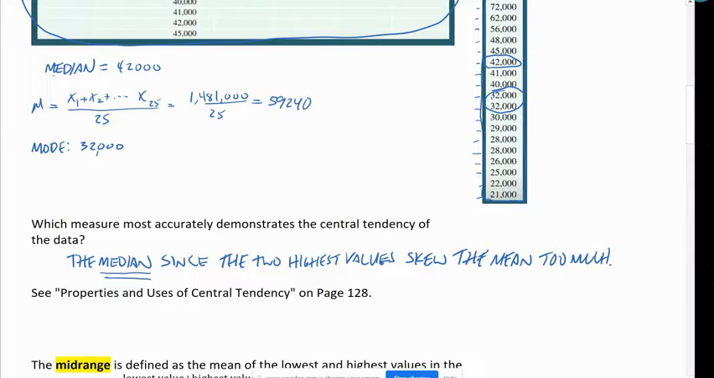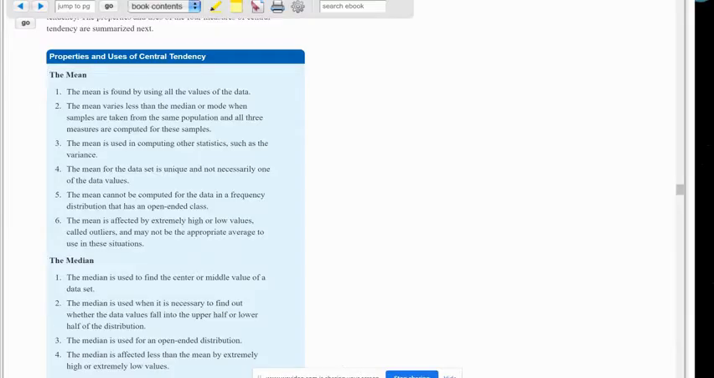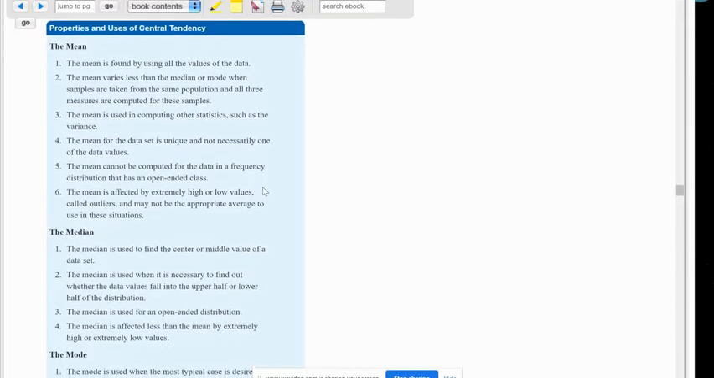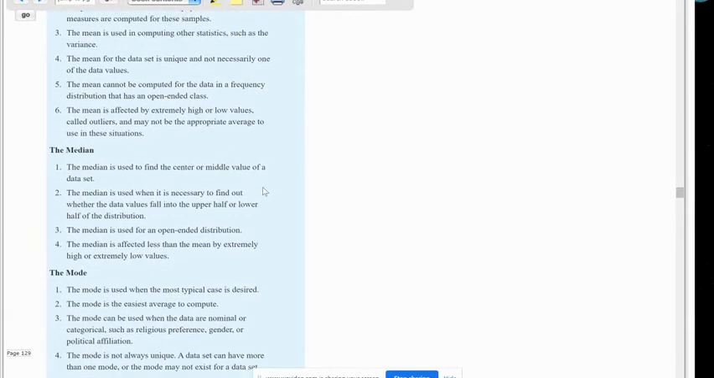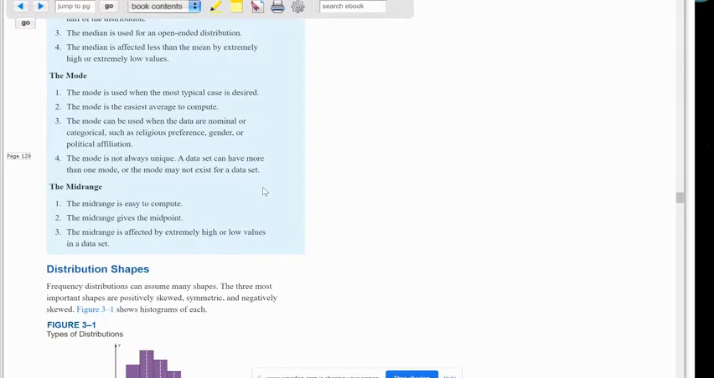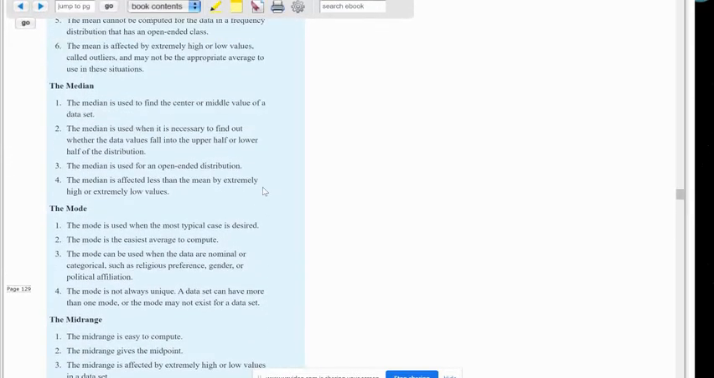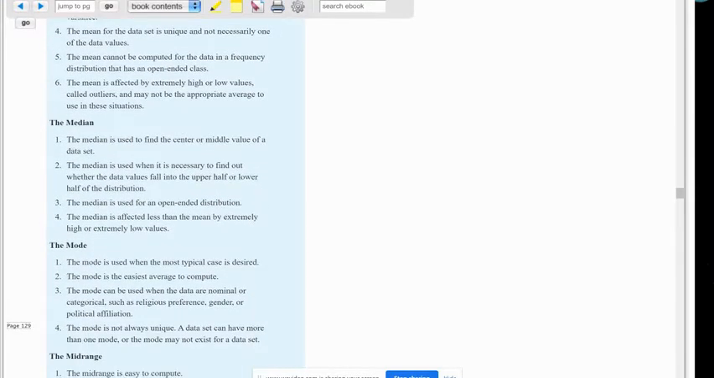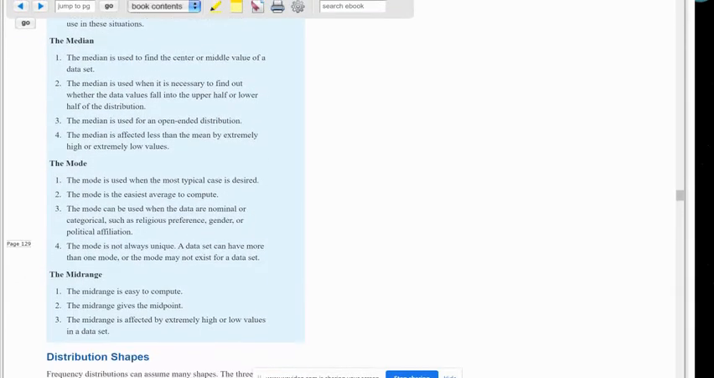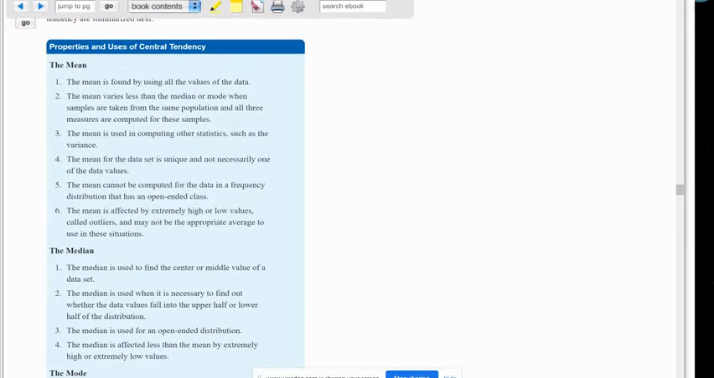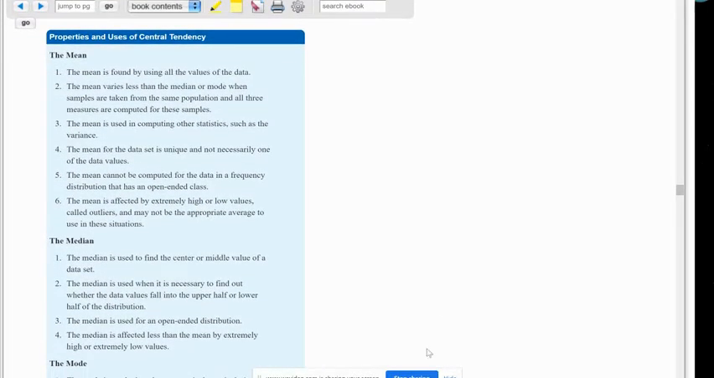So how do you know which one to pick? On page 128 in your text, there's a blue box that describes when to use each one. When is the mean the best? When is the median the best? When is the mode the best? And then there's another one called the mid-range, which we'll talk about right now. But I just wanted to make sure you were aware that on page 128, they have these thorough descriptions of which measure tends to be the best for certain types of data sets.